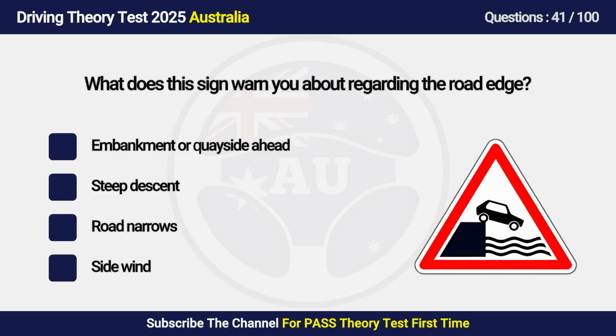A. Embankment or quayside ahead. B. Steep descent. C. Road narrows. D. Side wind.